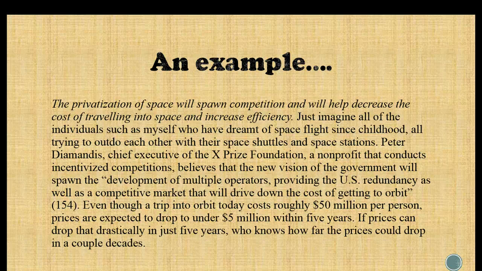So that paragraph is about the privatization of space spawning competition and decreasing the cost of traveling into space and increasing efficiency. All these sentences are about that sentence. They're just elaborating it. How do they elaborate on it? Well, first he says, just imagine. He taps into the audience who have dreamt of spaceflight. Then he gives a quote from Peter Diamandis, who is a guy at a nonprofit that knows what he's talking about. Then he gives some figures about how much it'll cost and how the prices could drop. Competition will decrease the cost. All about that one sentence.